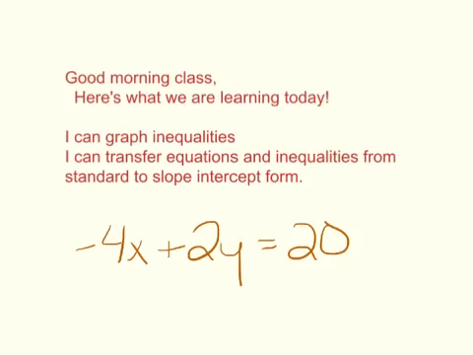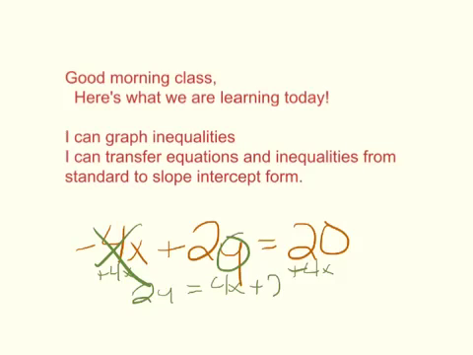All right, so the very first thing that we need to do, we need to add 4x because we want to get y all alone on this side. So add 4x, cancels out. We have 2y equals 4x plus 20, and then the last thing that we have to do is divide each side by 2. So we're left with, and here's your answer, y equals 2x plus 10.